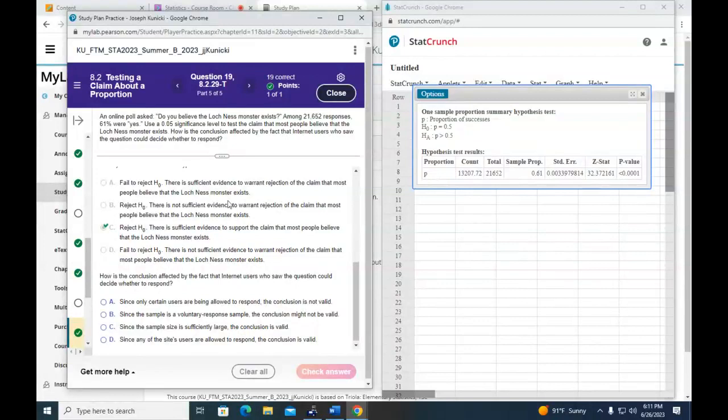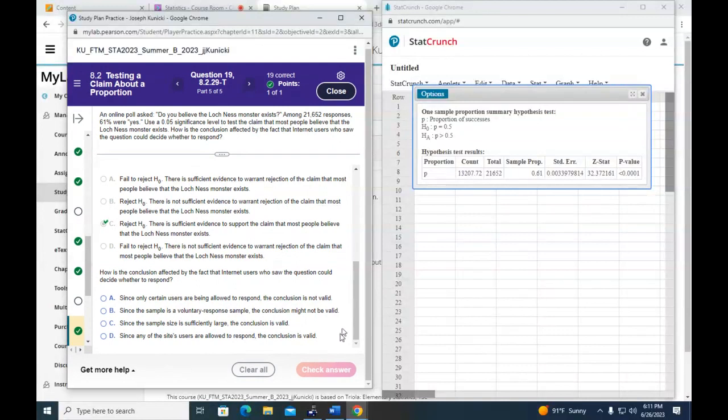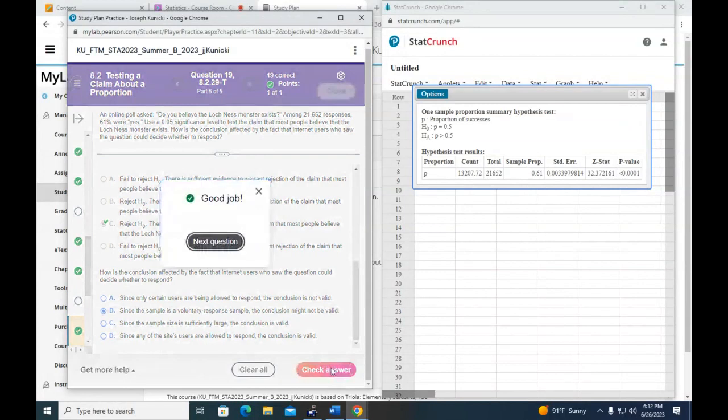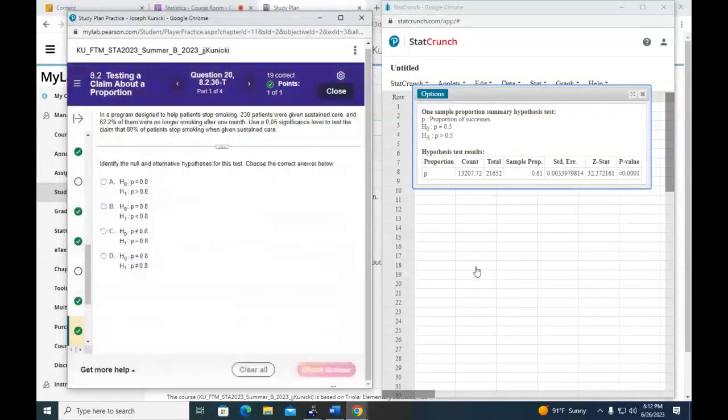So that's it. How is the conclusion affected by the fact that the internet users who saw the question could decide what to respond? The best answer is probably B, because it's a voluntary response. It could be valid, but you can't go to court on it. I don't know, they've been to court on that. Probably right.